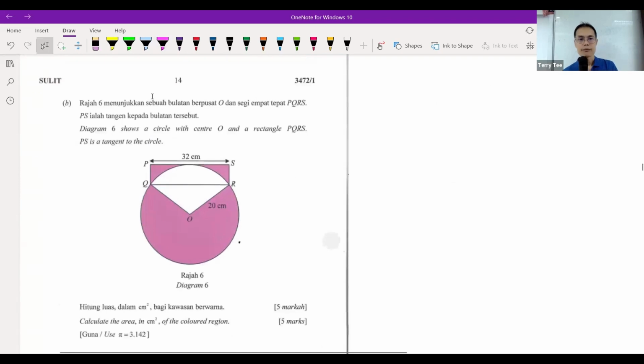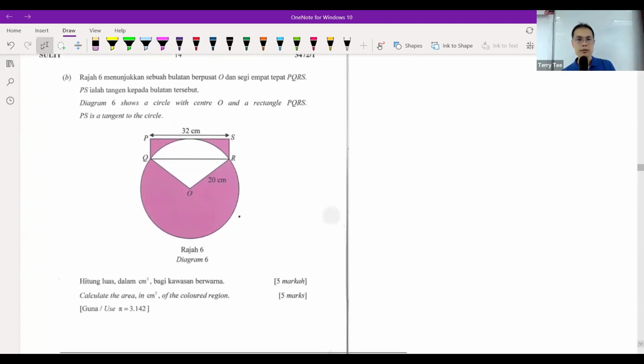Okay, part B, you have a circle with center O and rectangle PQRS. PS is a tangent to the circle. When a line is tangent to a circle, it's perpendicular to the radius at the center of the circle. So we draw this line here, this is perpendicular, your 90 degrees. This is 32, if you halve it, this is 16. Actually, you can use the formula for chord to find this angle. The whole thing, let's call it theta. This will be theta over 2.